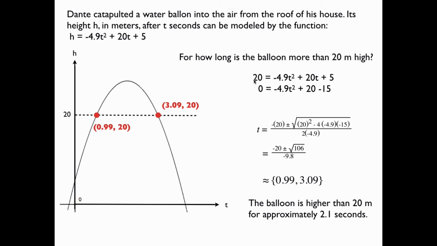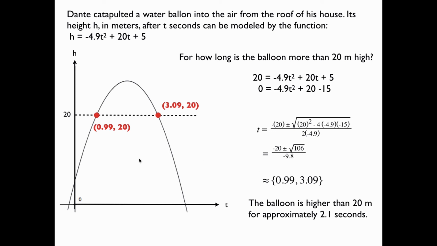All right, so we're going to subtract 20 from both sides, putting the equation in standard form, identify our a, b, and c, plug it into the quadratic formula. All right, and now we know that the balloon was at a height of 20 meters, approximately 0.99 seconds after it was catapulted, and approximately 3.09 seconds after it was catapulted.